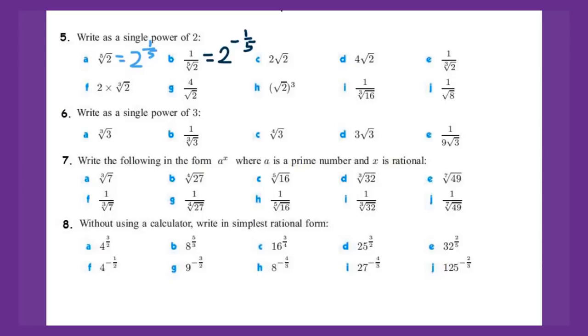For C, that means 2 times square root means 1 over 2nd power. Therefore, I do 1 plus 1 half. That means 2 to the 3 over 2nd power. For number D, 4, I can write down 2 squared times 2 to the 1 half power means 2 to the 5 over 2nd power, because you add 2 plus 1 half.